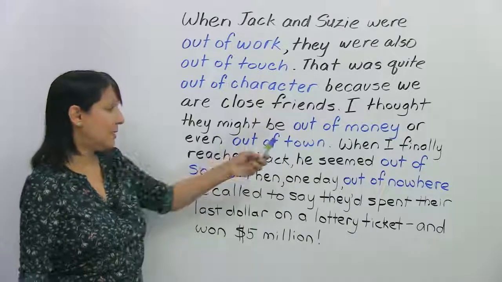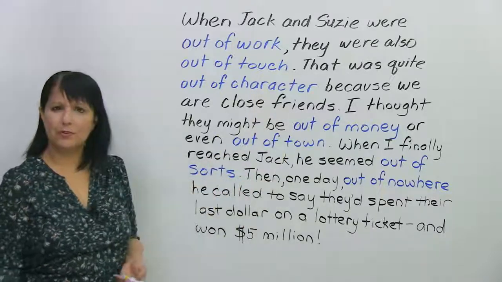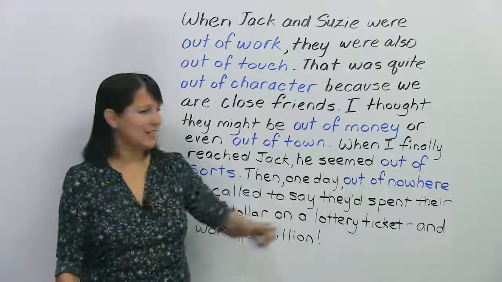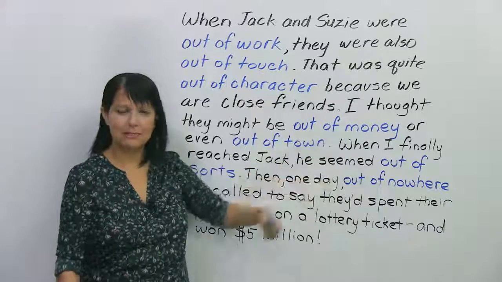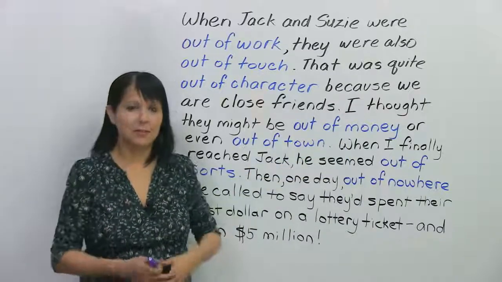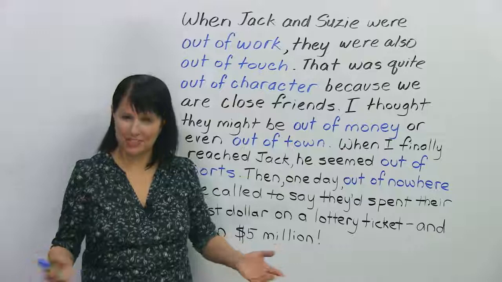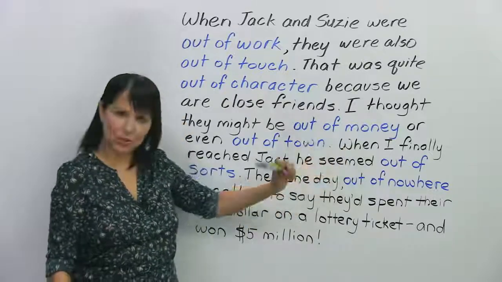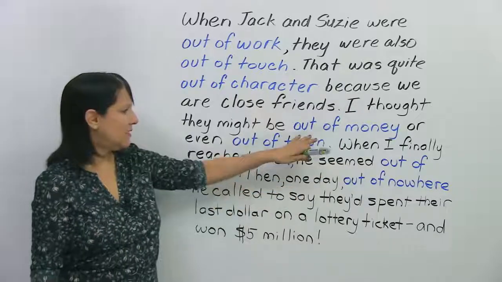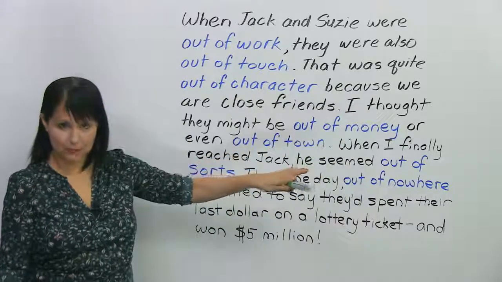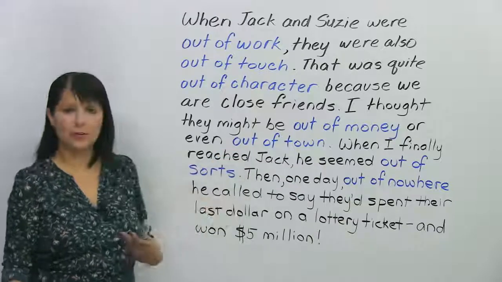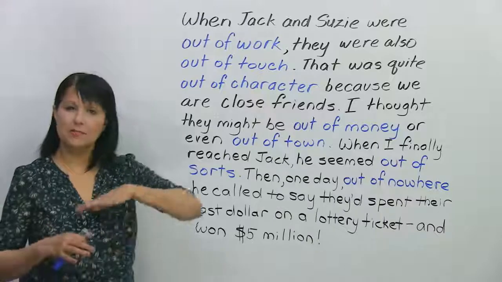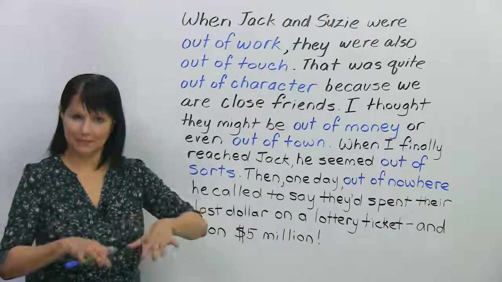I thought that they might be out of money or even out of town. Out of money, now here, it's not an idiom, right? It's just an expression. Out of money means maybe they don't have any money left. Maybe their money's gone, it's over, it's finished. Okay, they don't have enough. They had it once, but now they don't. That's the expression. So maybe I thought they might be out of money or even out of town. Now again, we're back to using the idiom. Out of town means away from where they normally live.